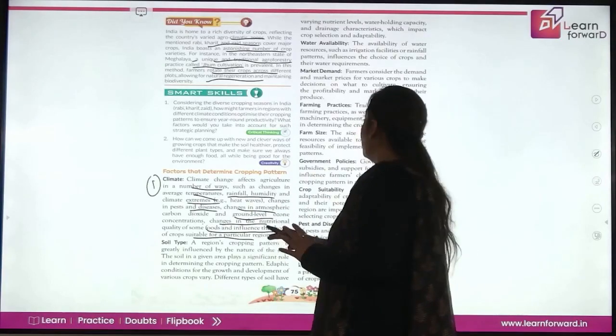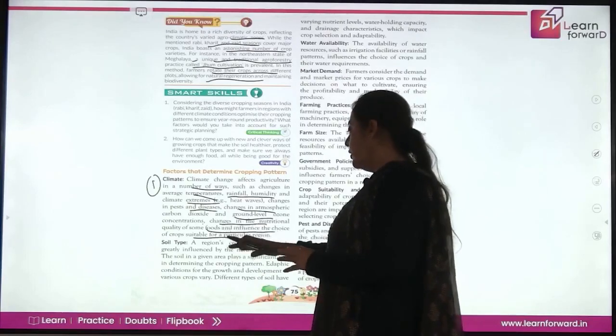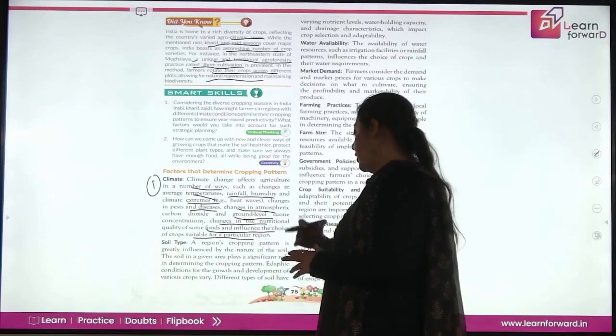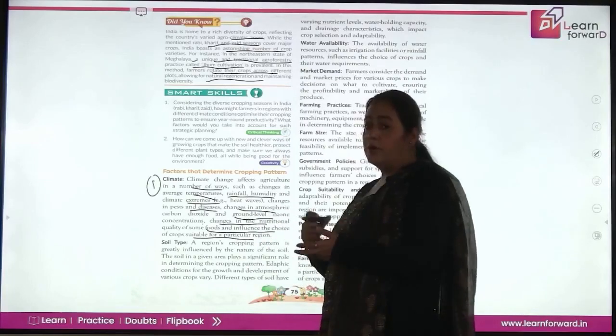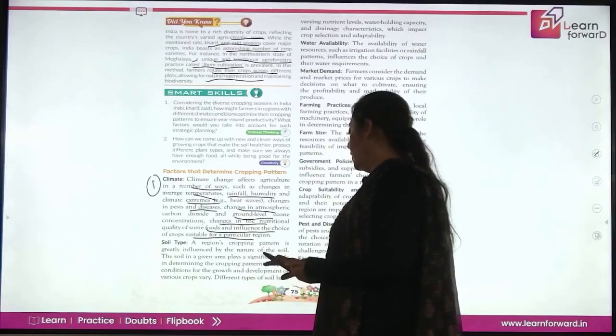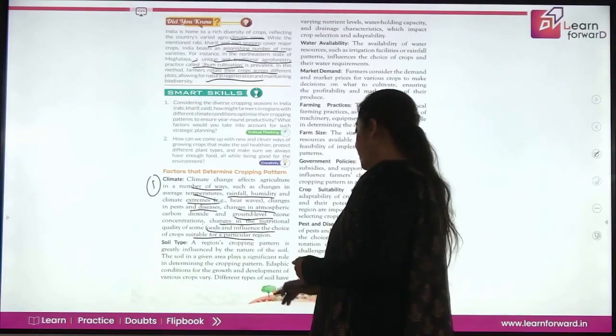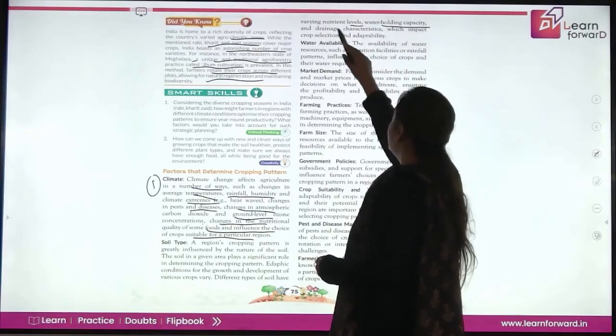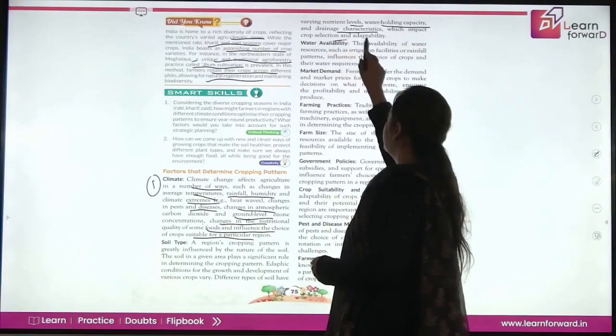सॉइल जो है वो बहुत इंपॉर्टेंट होती है, because एक रीजन का जो क्रॉपिंग पैटर्न होता है वो सॉइल, नेचर ऑफ सॉइल डिटरमिन करती है. अगर सॉइल फर्टाइल है तो आपका क्रॉप जो होगा, हार्वेस्ट होगा, बेटर होगा. Adaptive conditions for the growth and development of various crops, they vary. Different types of soils have varying nutrient levels, water holding capacity, drainage characteristics, which impact the crop selection and adaptability.